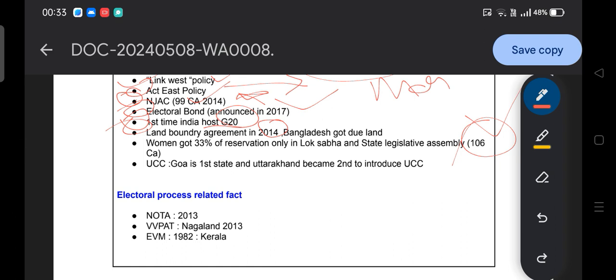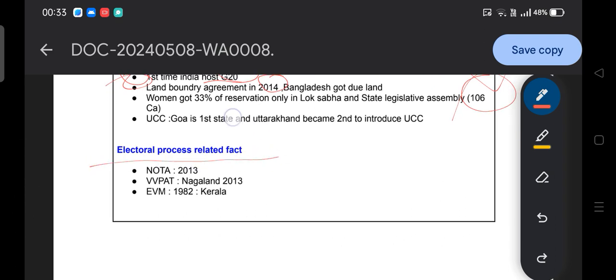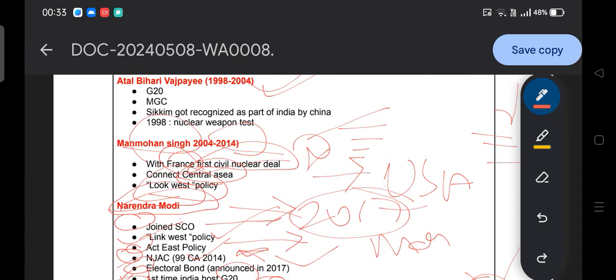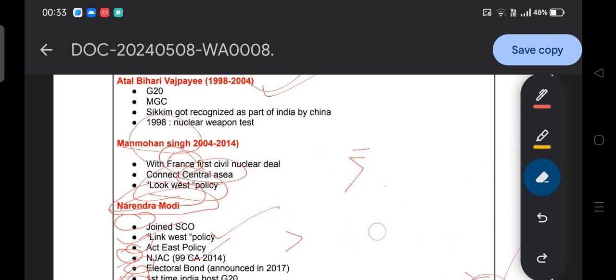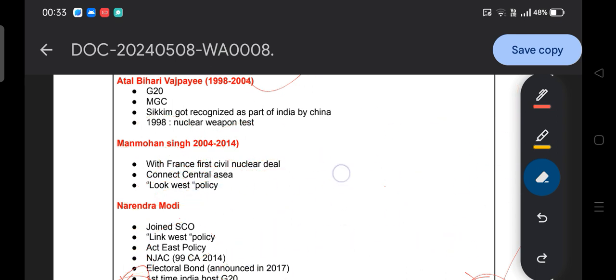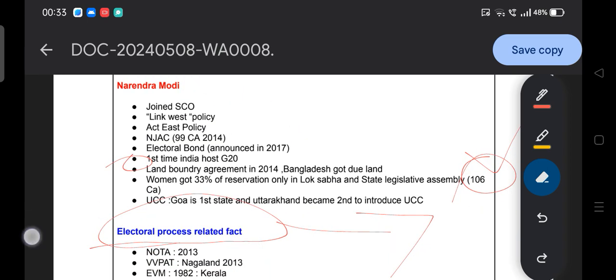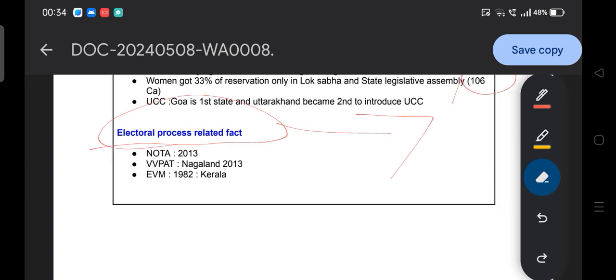Then moving to the next, the electoral process and related facts, because this is the year of elections, so you need to cover that too. So this is all about the prime ministers and different initiatives, which are very, very crucial for our examination. Believe me, the data was collected from authenticated sources and it took around 2 hours to do that job, and I tried to cover everything.